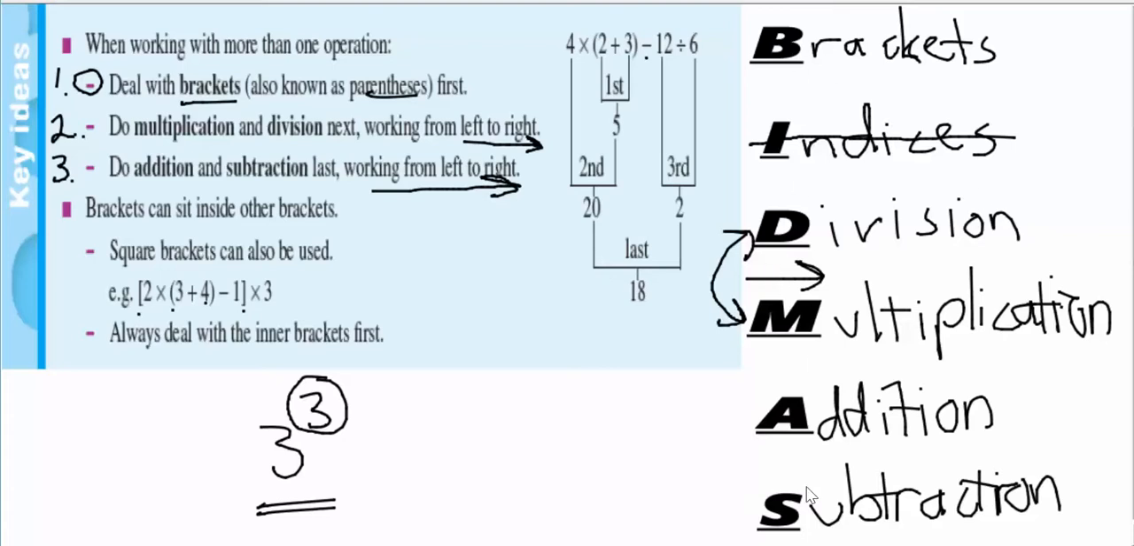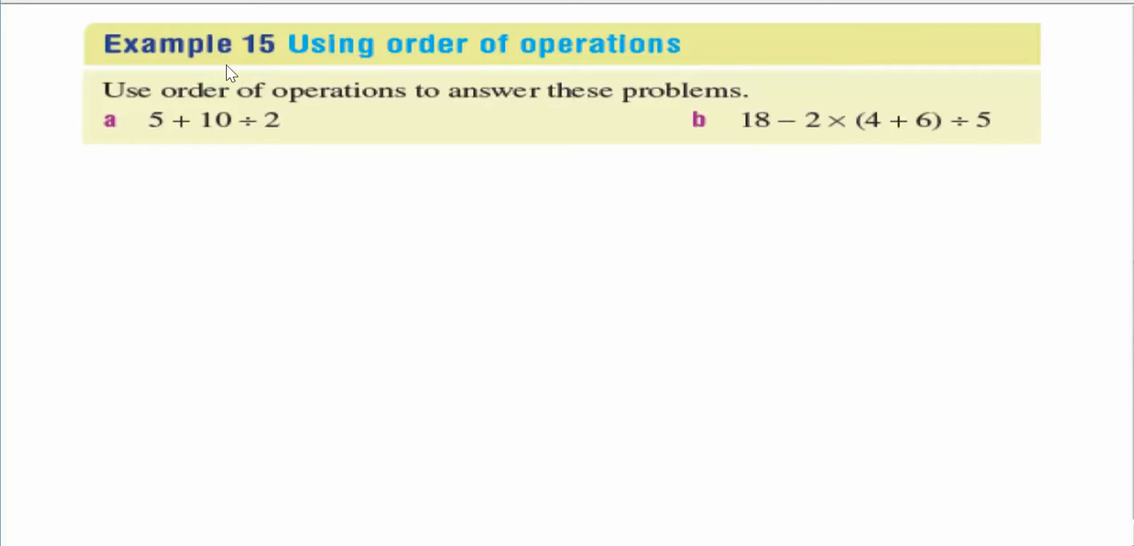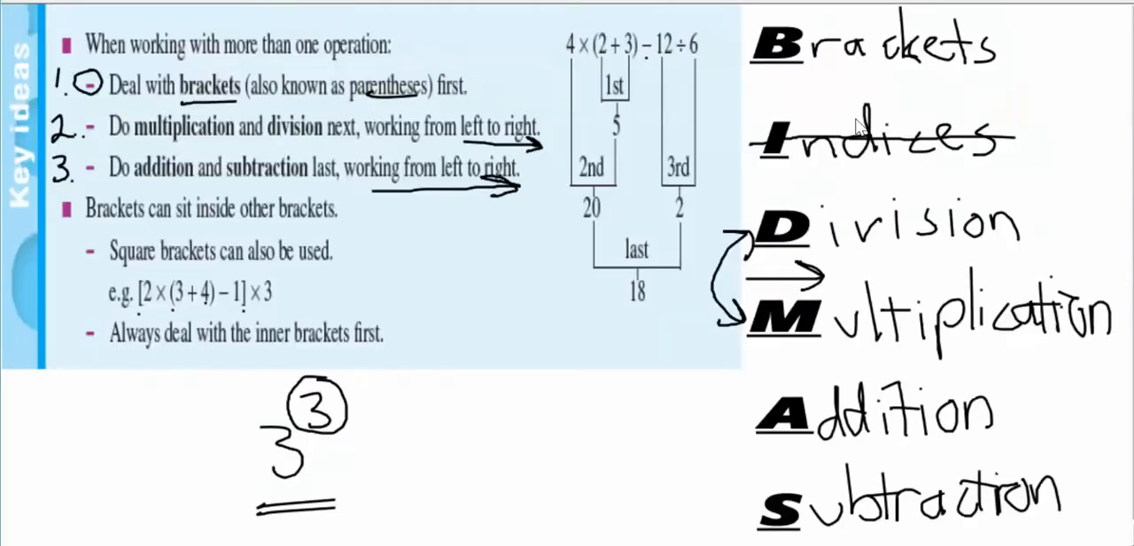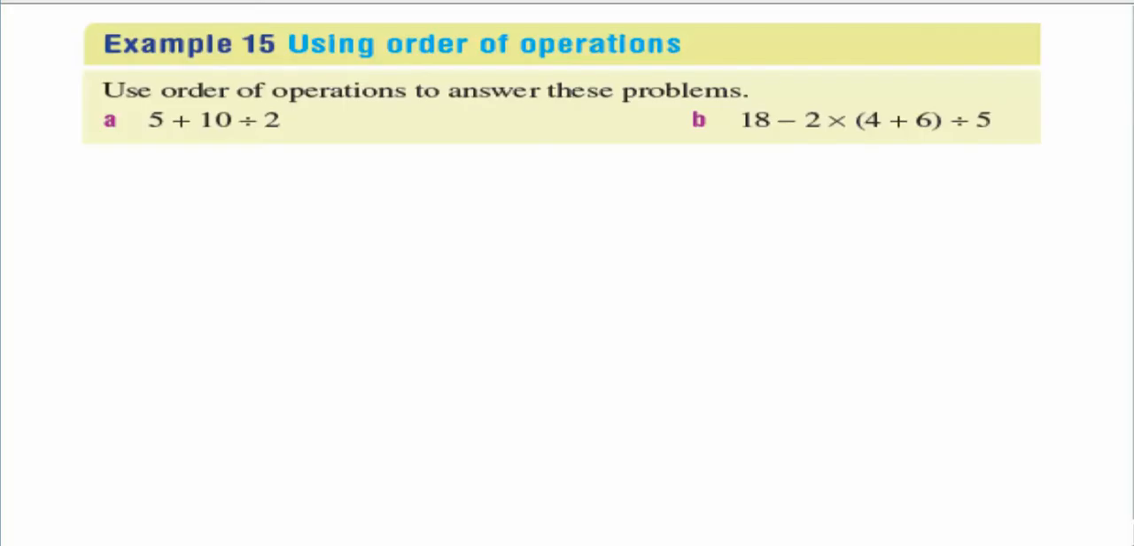So now you are using BIDMAS, not BODMAS, if that is what you've previously been taught. And, you know, very simple change, just the indices, but know that they're there, but you won't have to worry about them. Okay, using order of operations, use order of operations to solve these problems. 5 plus 10 divided by 2. Okay, so do my equal sign on the side there.